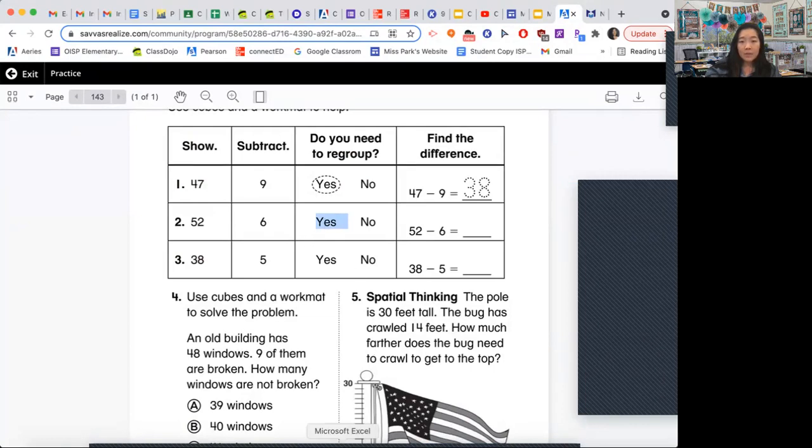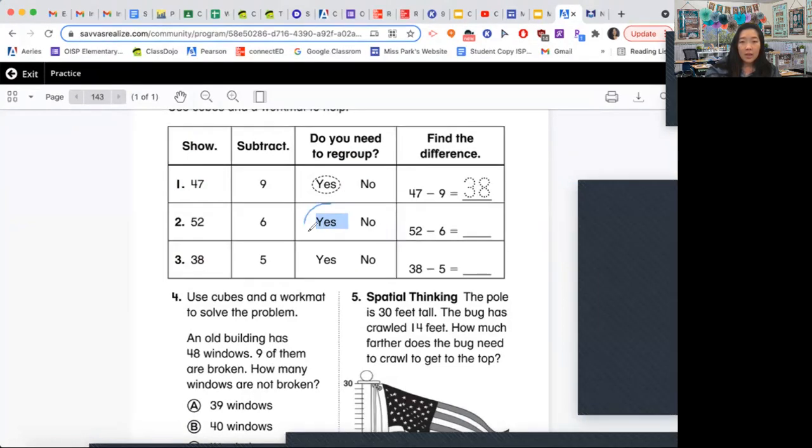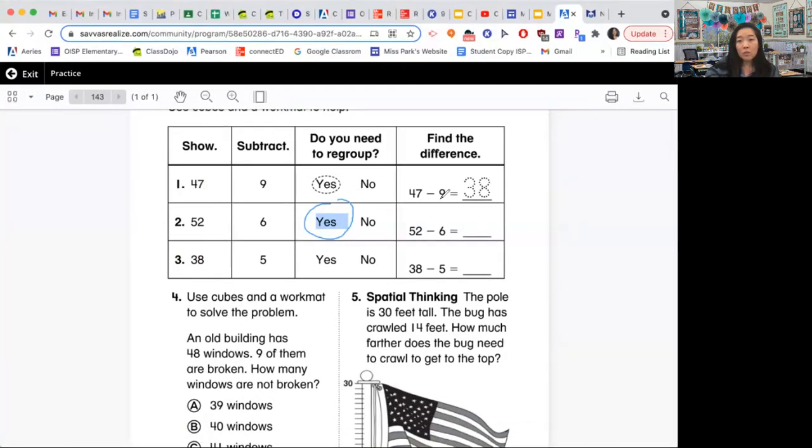So did we regroup? Yes. Did we regroup? Yes. And then what was 52 minus 6? 46.